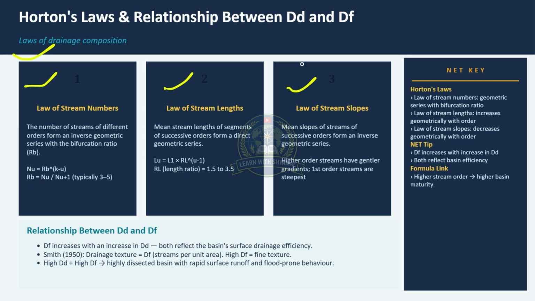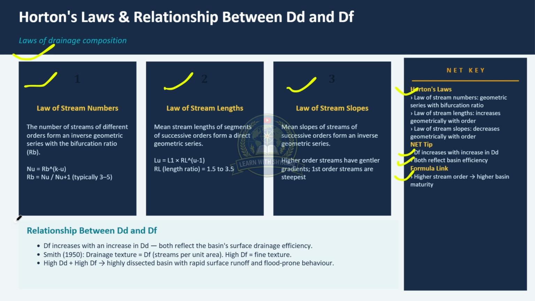Higher order streams have a gentler gradient. First order streams are steepest. Horton's law of stream numbers: a geometric series with the bifurcation ratio. Law of stream lengths: increases geometrically with order. Law of stream slopes: decreases geometrically with order. Okay, drainage frequency increases with an increase in drainage density. Both reflect basin efficiency. Higher stream order means higher basin maturity.